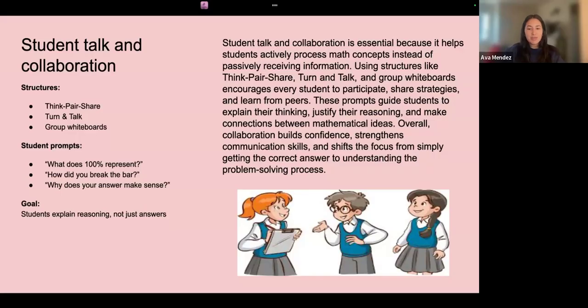This process encourages deeper understanding because students are not only solving problems but also discussing why their methods work. Student prompts such as what does 100% represent and why does our answer make sense push students to think critically and communicate clearly. Overall, student collaboration builds confidence, strengthens mathematical vocabulary, and supports meaningful problem solving by focusing on reasoning and conceptual understanding rather than just finding the answer.